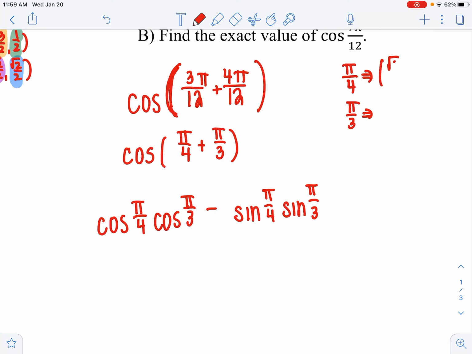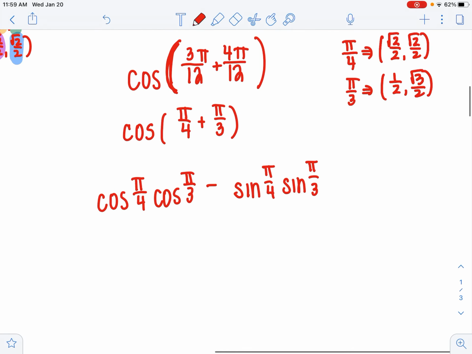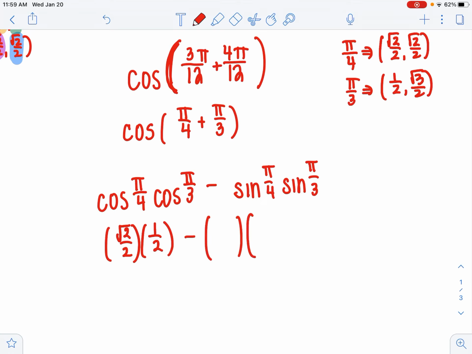All right, so pi over 4 is 45 degrees, which is root 2 over 2, root 2 over 2. Pi over 3 is the same as 60 degrees, which is 1/2, root 3 over 2. Okay, so I need cosine of pi over 4, which is root 2 over 2, times cosine of pi over 3, which is 1/2, minus, and stick your parentheses in right away if you want. Sine of pi over 4 is root 2 over 2. Sine of pi over 3 is root 3 over 2.